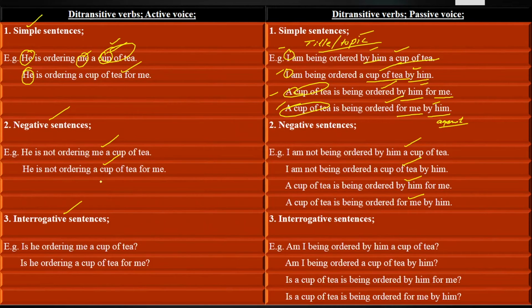Next we have got the interrogative sentences. Those sentences in which we ask questions and put queries are called interrogative sentences.